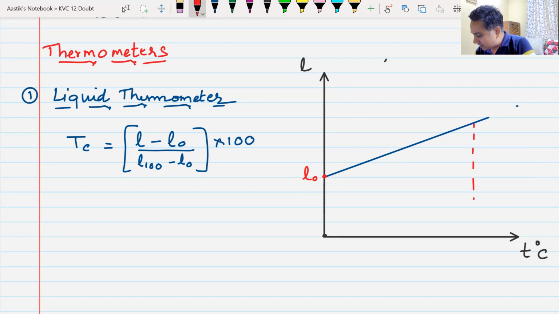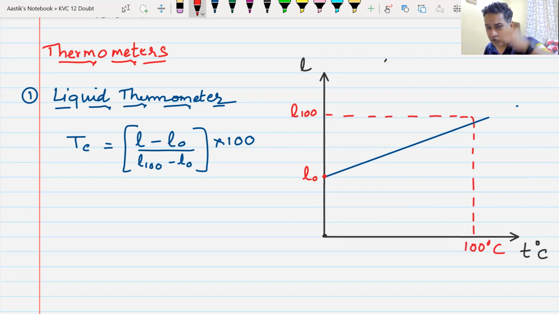Similarly, when the temperature is 100 degrees Celsius, you shall have a certain length of mercury in the column. That is L100. Then if you know L0 and L100, you can make 100 divisions between them, and every division will correspond to 1 degree Celsius. So if the temperature is T degrees Celsius, it will correspond to a length LT. I can write it as LT or LC, whatever.